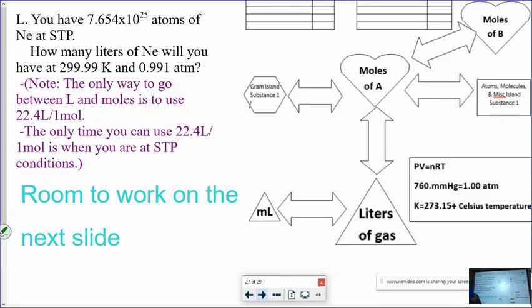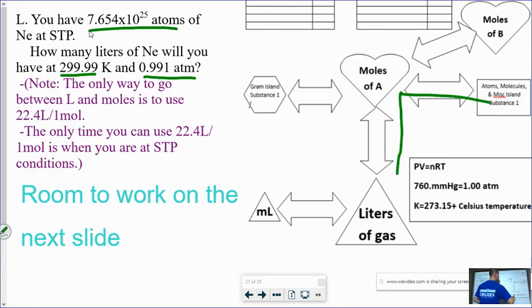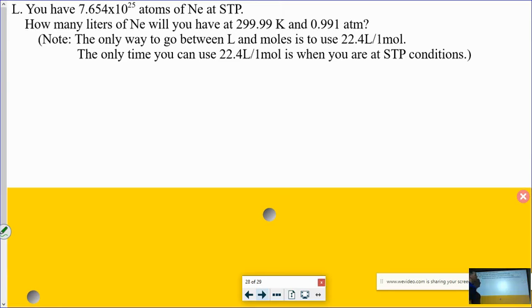All right, so here's our next problem. We have this many atoms of neon. How many liters of neon will you have at this temperature and at that pressure? So again, we have atoms, so we're going to have to go to moles, and then we're going to have to go down to liters at the end. So those are the atoms that we have, and we are at STP, and it wants to know how many liters of neon gas we would have at these conditions in the problem.